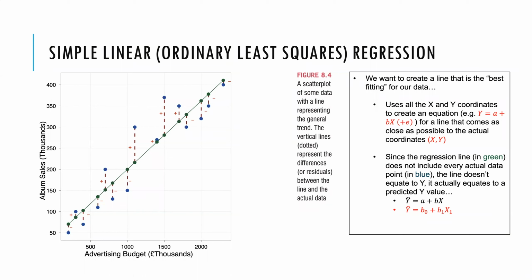That green line in between all of those points is the line that is best fit for our data. It's the line that cuts across all the cases. And we call this the best fit line because it is the one that minimizes the distance between all of those points and the line. Or put another way, it uses all the X and Y coordinates to create a line that comes as close as possible to all of those points.